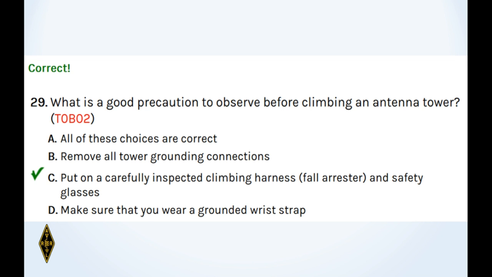And 29, what is a good precaution to observe before climbing an antenna tower? Well, if you're climbing, put on a carefully inspected climbing harness rated for your weight and safety glasses.